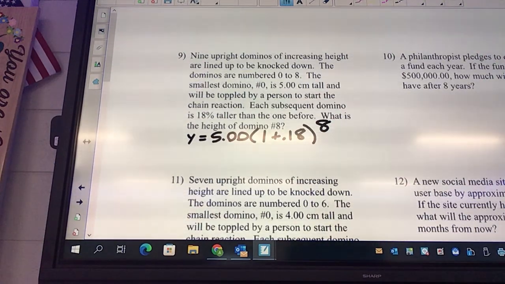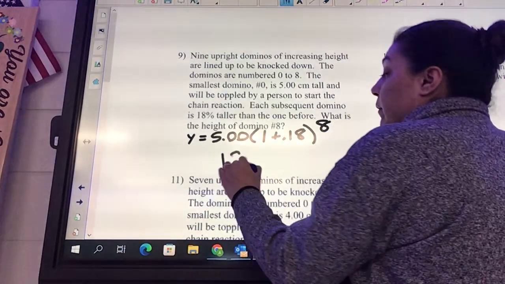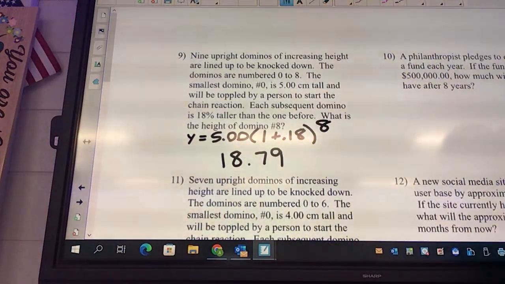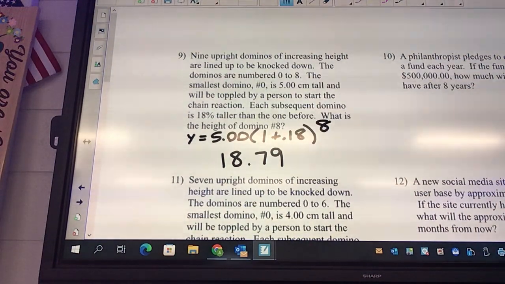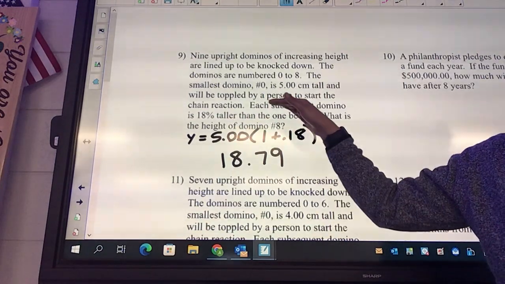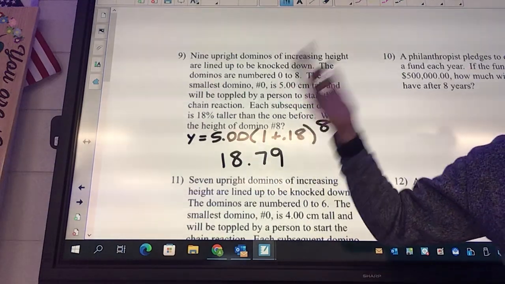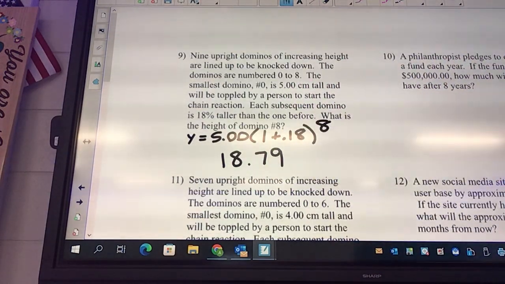Not 18.79. 18 what? 0.79? Does that seem right? Yes, it's growing. Okay, so our dominoes should be getting taller, 18% taller than the one before. They're going up, so that seems right. Maybe it is, maybe it's not. I don't know, I didn't type it.